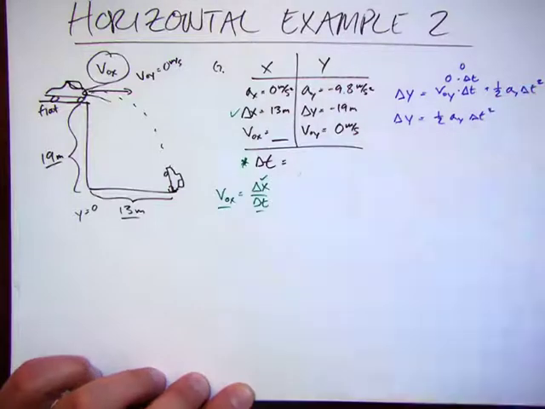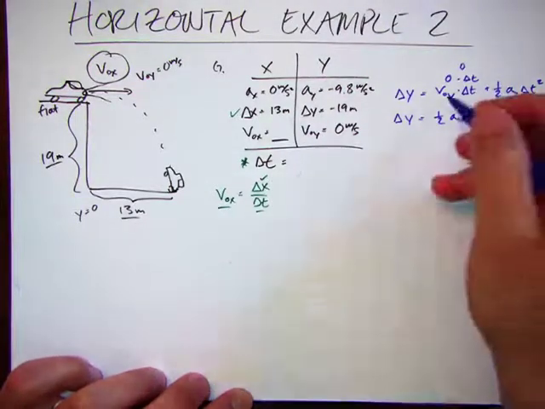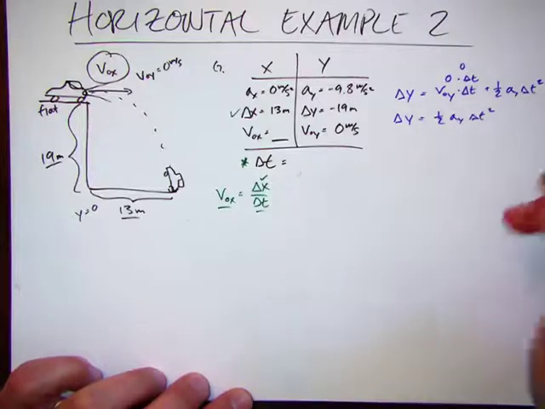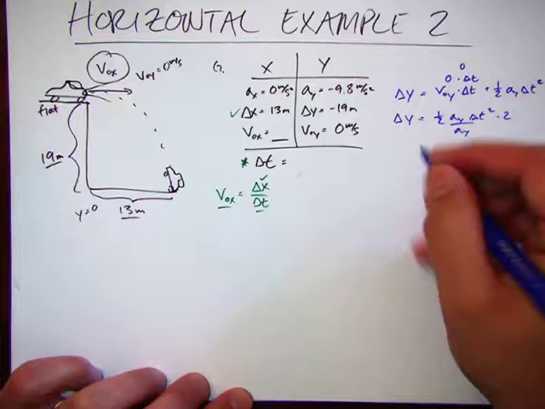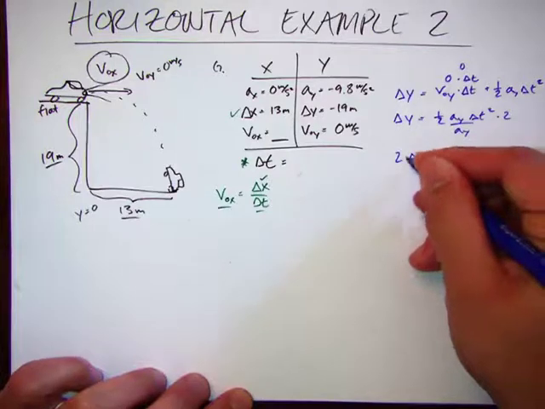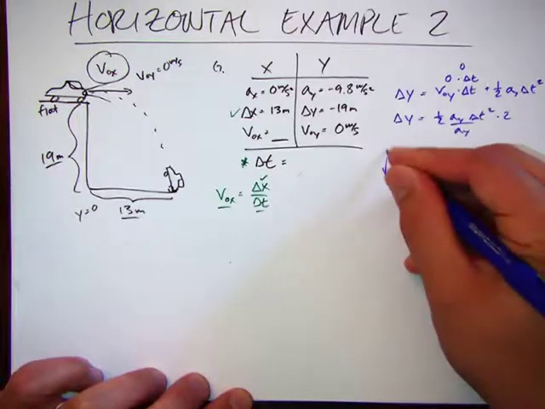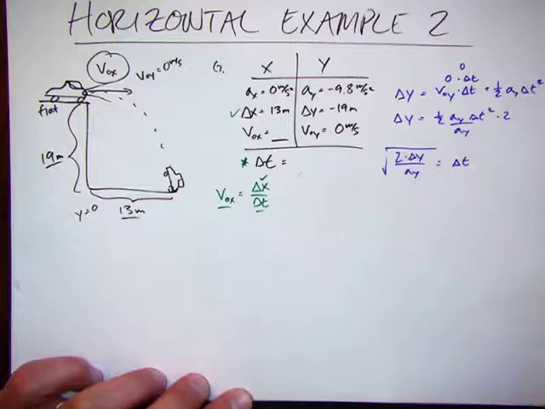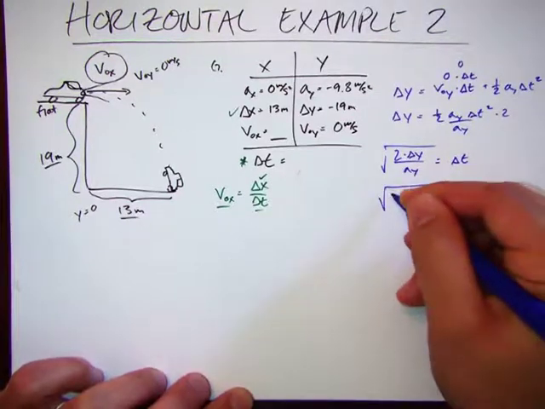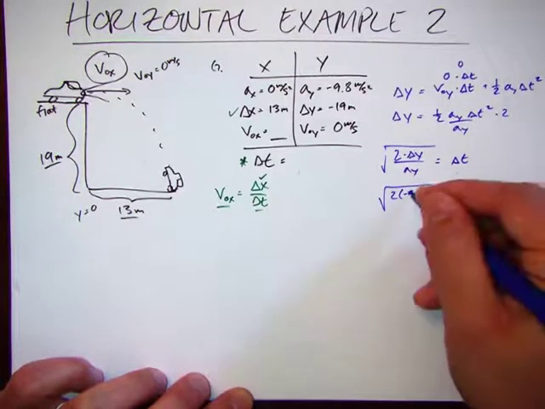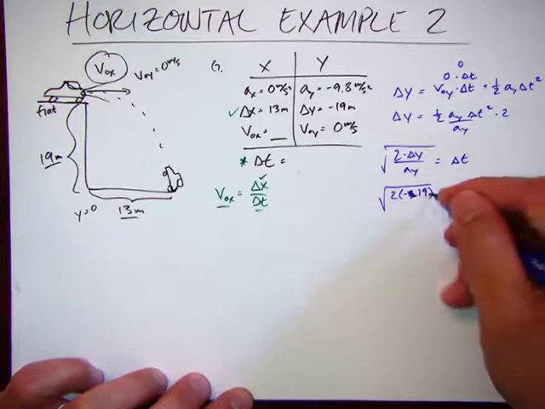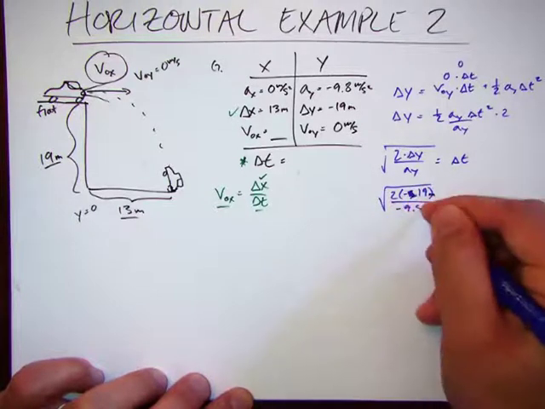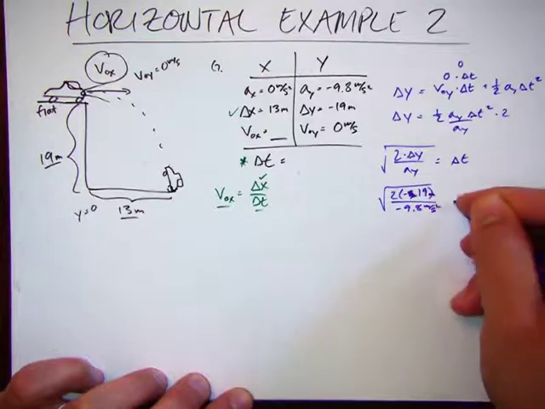You'll see soon why we do horizontal problems first. They become a little simpler than angle problems, where this is not 0 anymore. But for now, multiply by 2, divide by AY, and square root everything. I get the square root of 2 delta Y over A sub Y equals my delta T. So 2 times negative 19. I was doing 9.8 right away. 19 meters over 9.8 meters per second squared equals delta T.